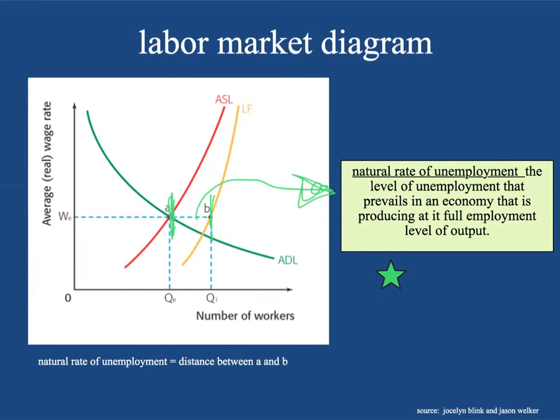Look at that, okay? So the natural rate of unemployment can be expressed in a diagram of the labor market as the gap between the equilibrium wage and quantity of workers in the marketplace, where the aggregate supply of labor meets the aggregate demand of labor, as opposed to the total labor force. All right, so you should have that idea in your head. Now let's look at the four different types of unemployment and their causes. Here we go.